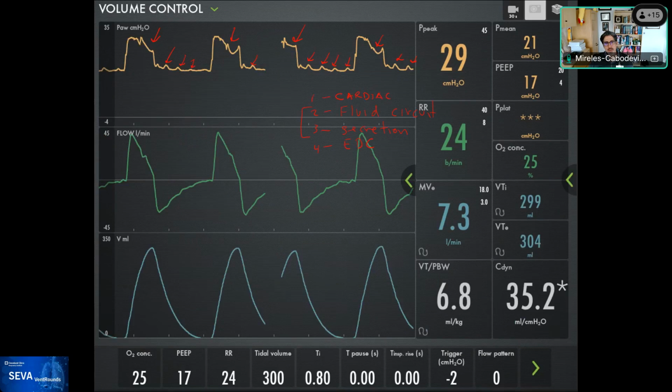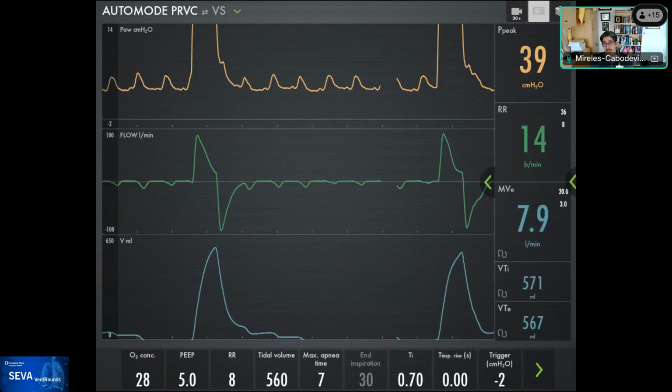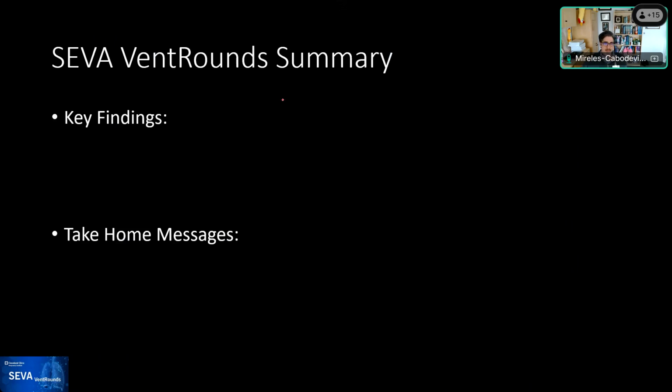So to recap, we had a lot of learning on this VentRounds. We talked about the equation of motion, and that helps you recognize that there are only 3 things that can affect your waveforms: the resistance, the compliance, or PMOS. And what you learned today is that if there are changes between consecutive breaths, this is likely to be PMOS. If it's one after the other and there are changes on the waveform, this is likely to be PMOS.